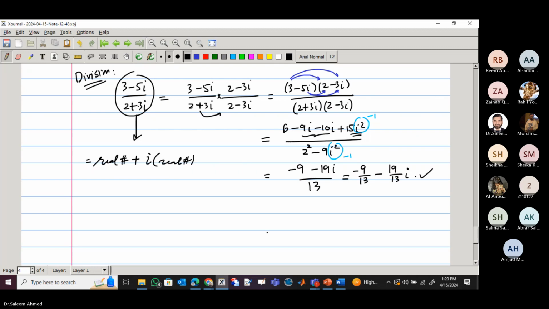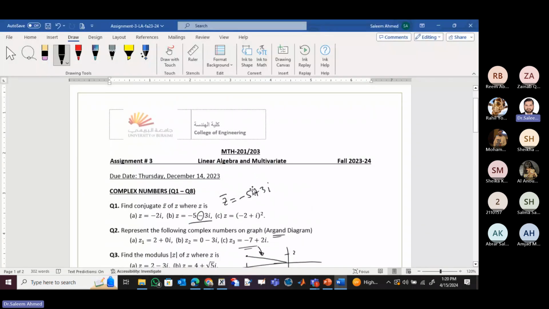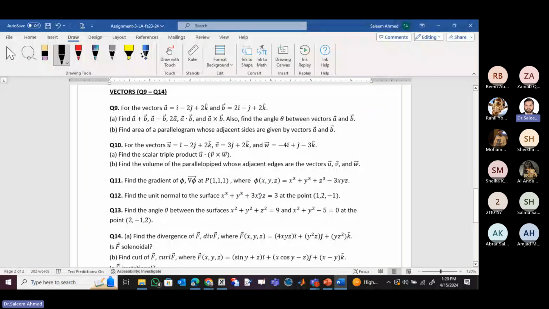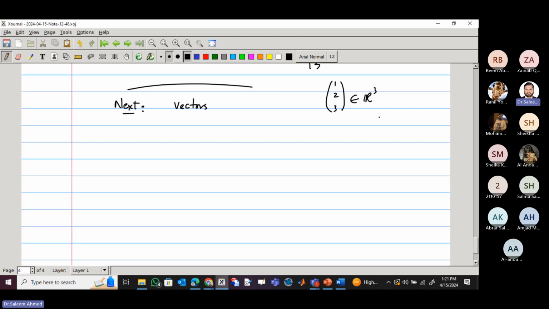I think that's pretty much it for the day. The first part of this assignment is about complex numbers, and the second part is about vectors. Next we will study some basics of vectors, and that will be it. Vectors like ijk, which you have studied. We studied vectors in chapter 1 and chapter 2 as well, as a column vector, a column matrix, right? Like this, these are vectors in R3, and 1, 2 is a vector in R2, and so on.